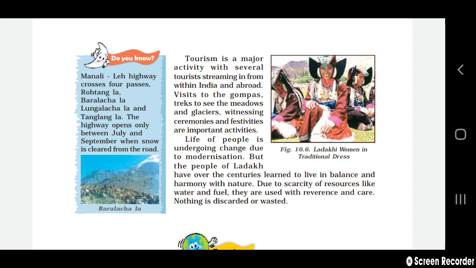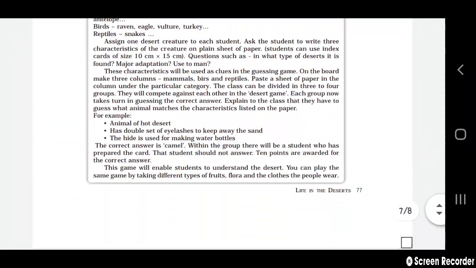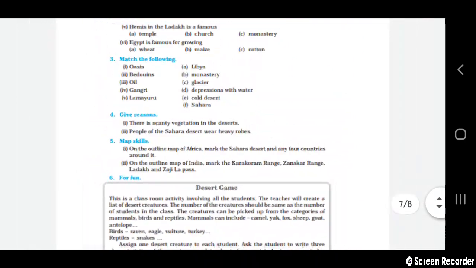Next, the Manali-Leh Highway crosses four passes. They are the Rohtang La, Baralacha La, Lachulung La, and Tanglang La. And the highway opens only in the months between June and September, when snow is cleared from the road. At other times, the road is closed. After this, here you can see some of the questions and information they have given.